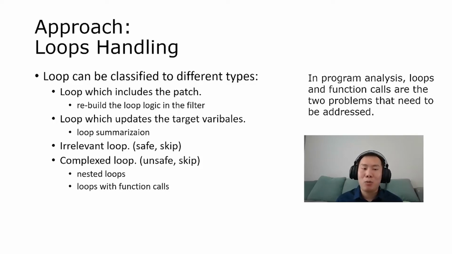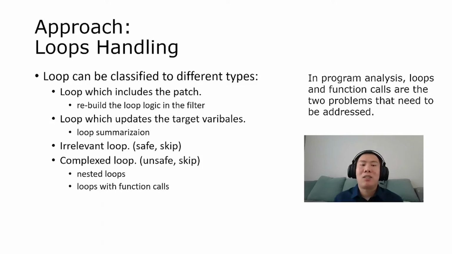First, if the patch is inside the loop, we need to rebuild the same logic as the loop in the filter itself, so that the filter can also be run for multiple times. Second, if the loop modifies the variable values, we need to use loop summarization techniques to get the semantics of the loops. For simple loops, the summarization can be very accurate so that we can solve out the condition we want.